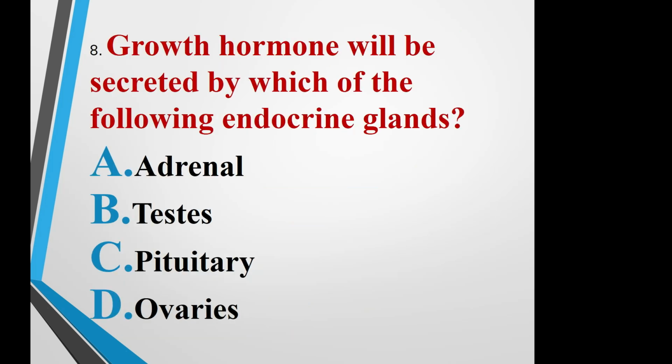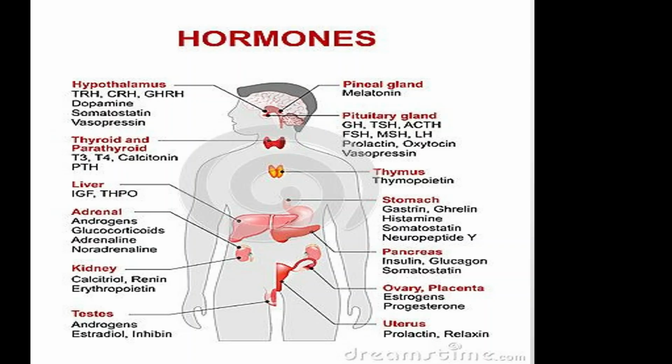Next question. Growth hormone will be secreted by which of the following endocrine glands? Options A adrenal, B testis, C pituitary, D ovaries. Answer is C pituitary. So growth hormone will be secreted by the pituitary gland.